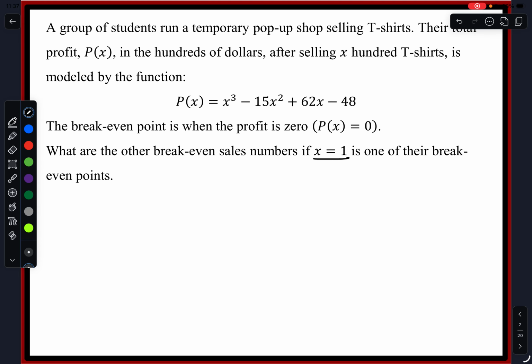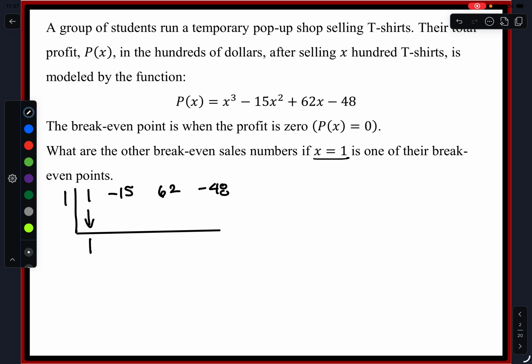So using the fact that we have this one, we're going to set up a synthetic division problem. Let me write that over here. So 1, and we have 1, negative 15, 62, and negative 48. We're going to bring down the 1. So now 1 times 1 is equal to 1, giving negative 14. This is going to be 48, and then 1 times 48 is 48, which gives us a total of 0.